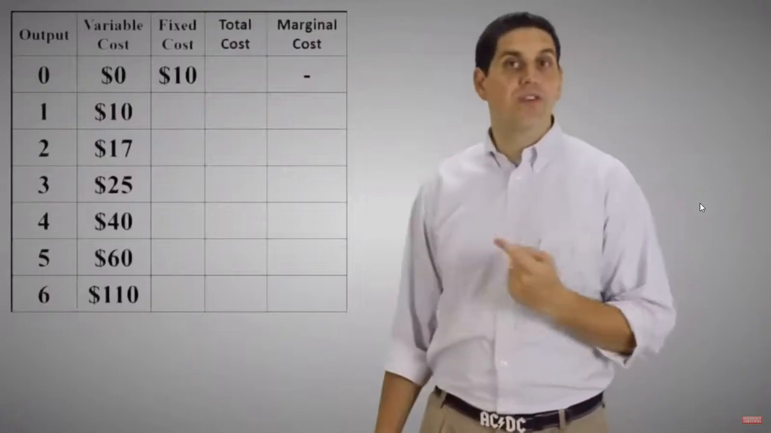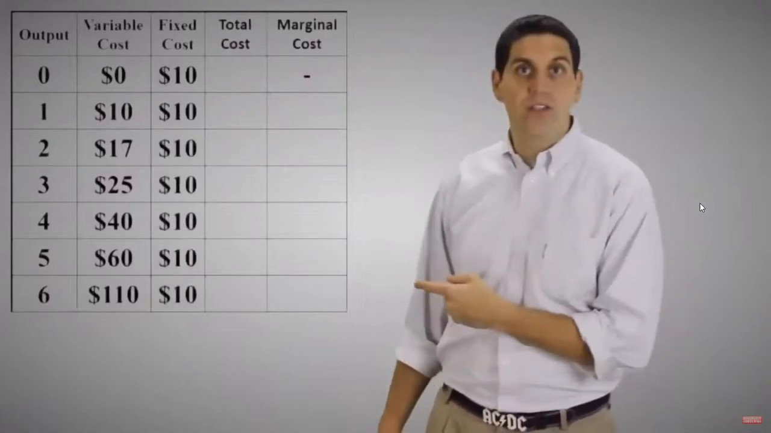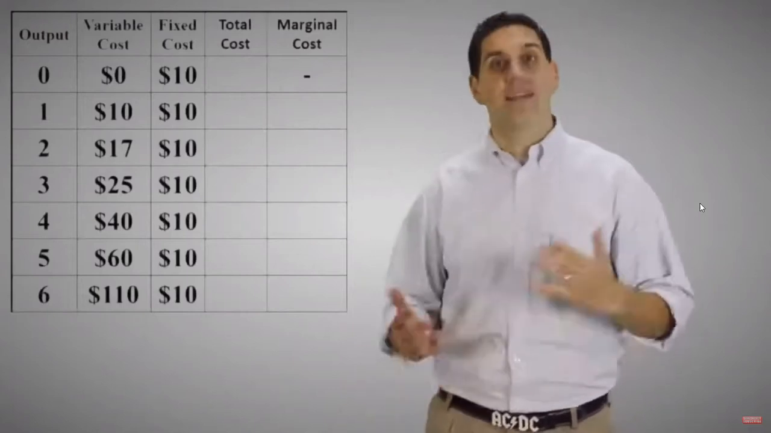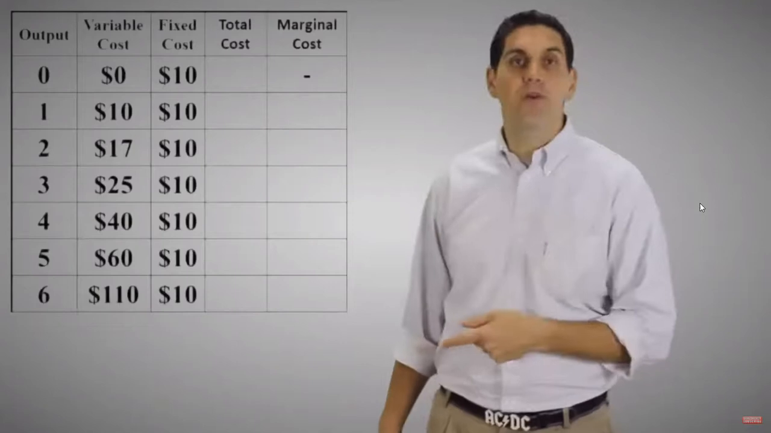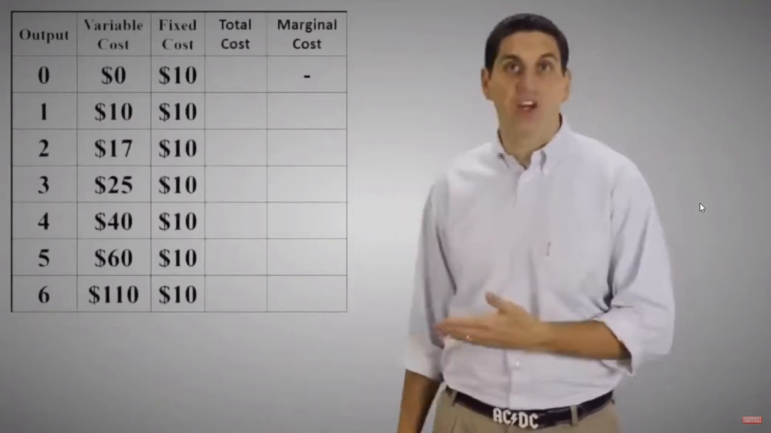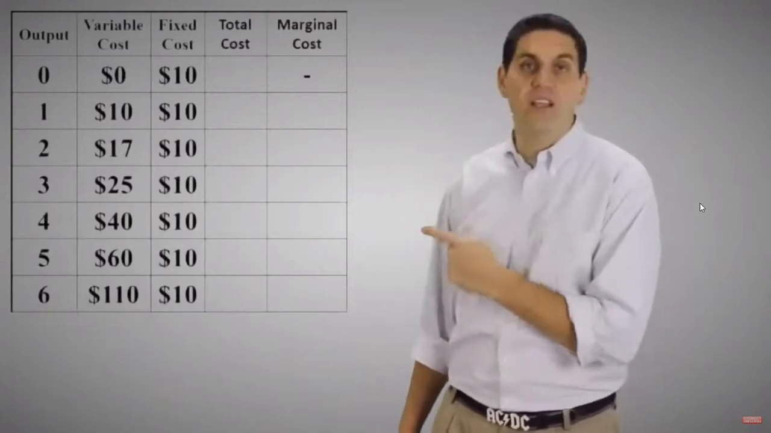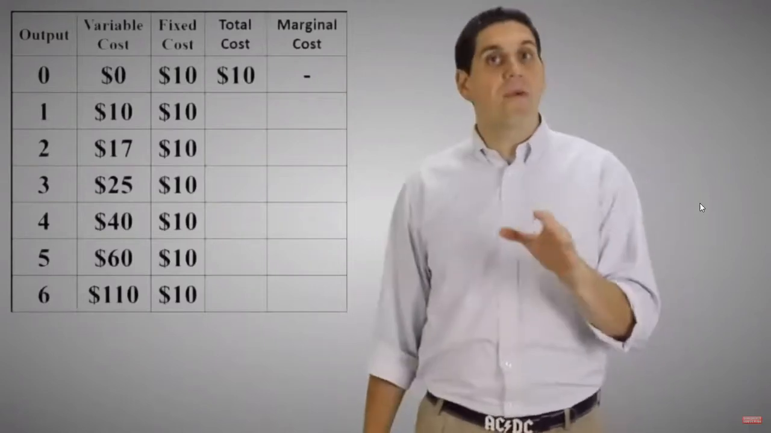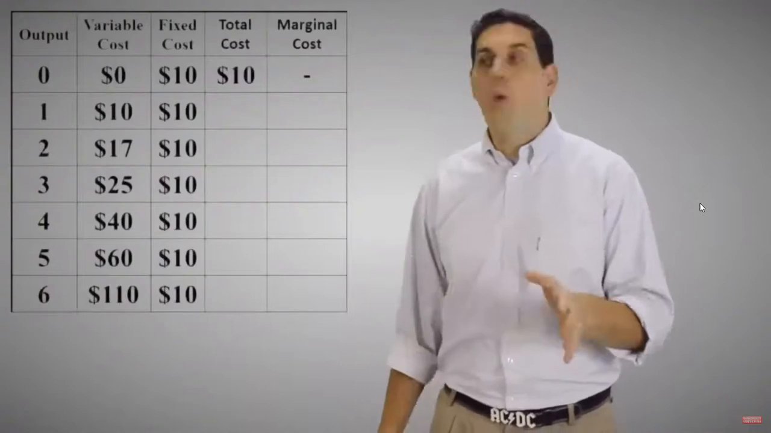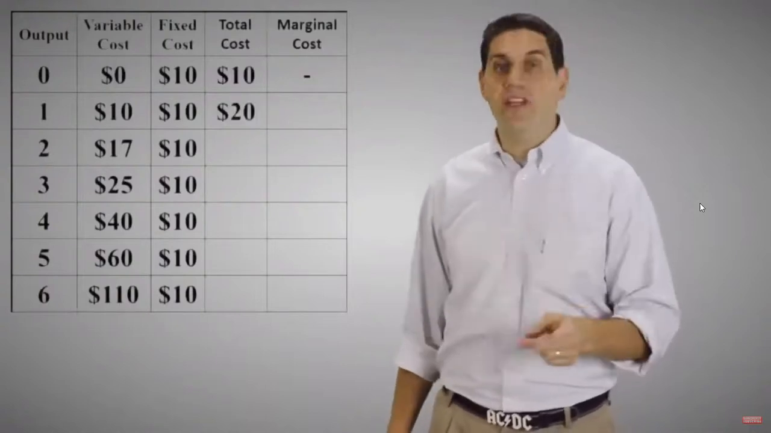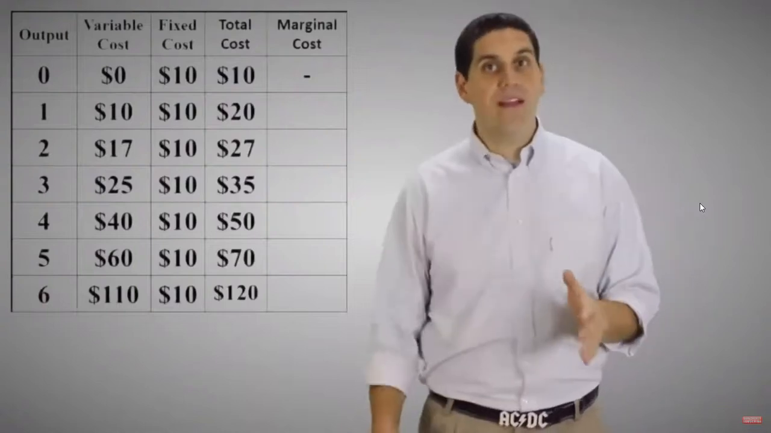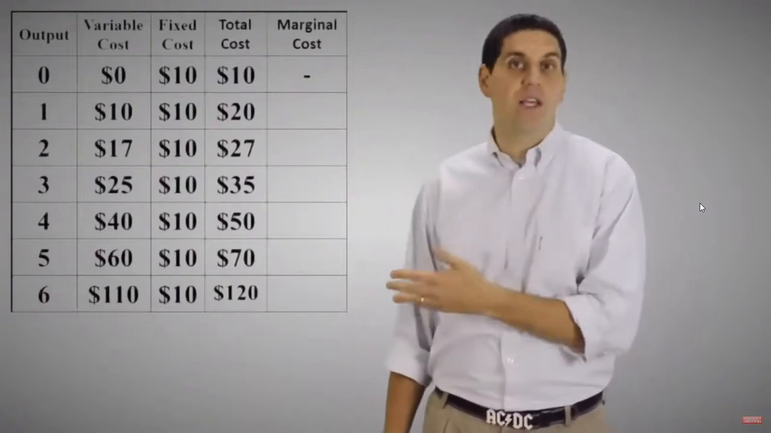What's the fixed cost of producing 1 unit? Well, it's $10. For 2 units, it's $10. For 3 units, it's $10. Why? Because it's fixed. It doesn't matter how many units produced, you still pay $10 fixed cost. Total cost is the variable plus the fixed cost. So when you produce nothing, you still have a total cost of $10. Remember, that's because you have to pay that fixed cost. For 1 unit, it's $20. For 2 units, it's $27. Then 35, 50, 70, and 120. And it's really that simple. Variable cost plus fixed cost equals total cost.